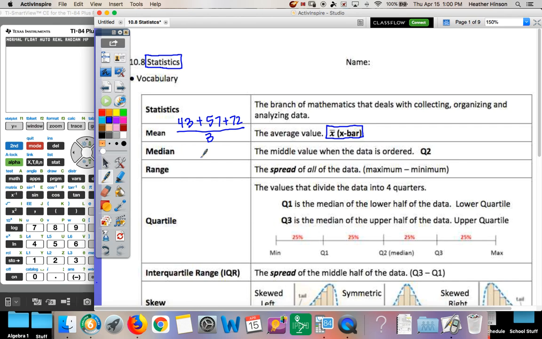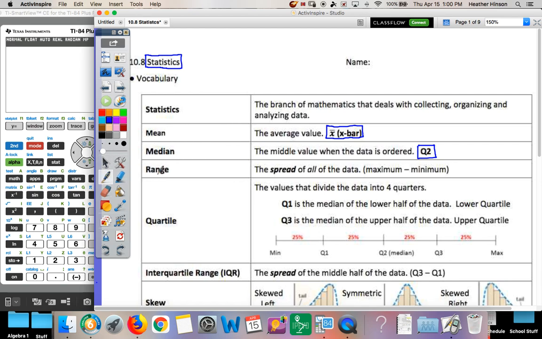The median is the middle of all of your data, the very center of it. We're going to call it Q2, and I will explain in just a second why that's Q2. But your data does have to be in order to find your median. So it can't be like 5, 10, 7, 2, 12. Those numbers have to be in order to find your median.